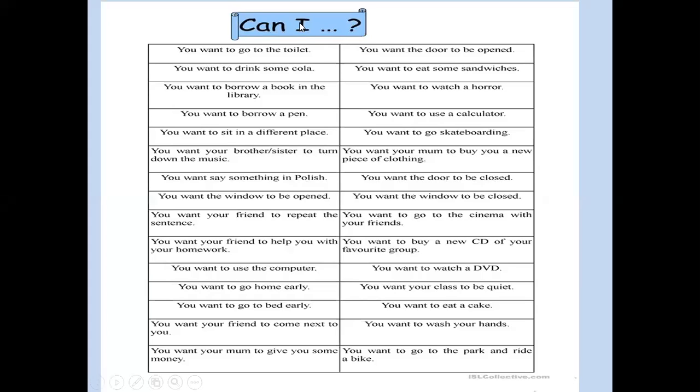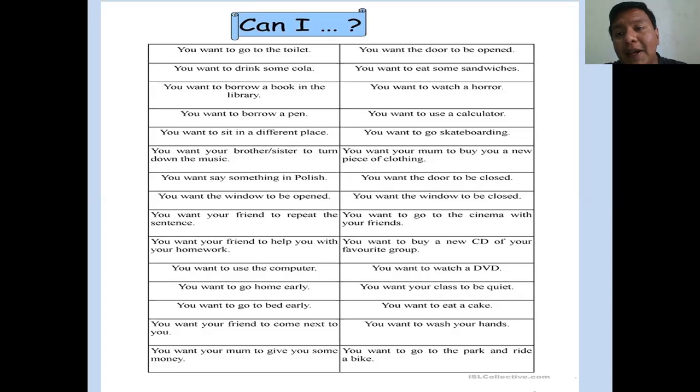Okay, you are going to make some questions. You are going to make some questions using the prompt that you have here. You are going to formulate 10 questions, okay? You are going to ask for permission in 10 questions. Here you have, as you can see, in different columns, a lot of alternatives to formulate a question. For example, you want to go to the toilet. Tú quieres ir al baño. ¿Cuál es el permiso que vas a pedir?